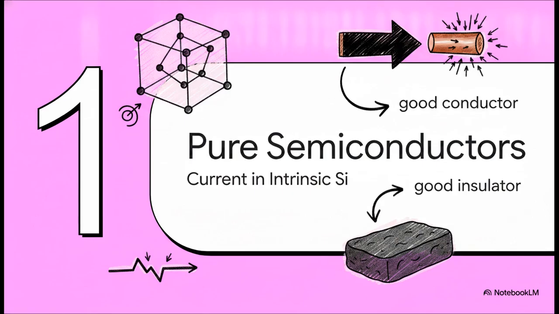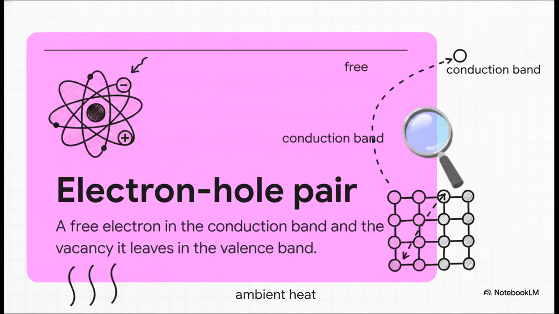All right, starting off with Section 1, current in pure semiconductors. Let's zoom way in on a pure, intrinsic piece of silicon at room temperature. On its own, it actually sits squarely between being a conductor and an insulator. To understand how it conducts anything at all, we really have to look at the atoms themselves. You see, just ambient thermal energy, plain old room temperature, is enough to knock an electron out of its typical orbit in the valence band and push it all the way up into the conduction band.